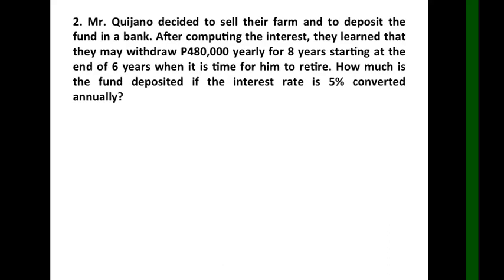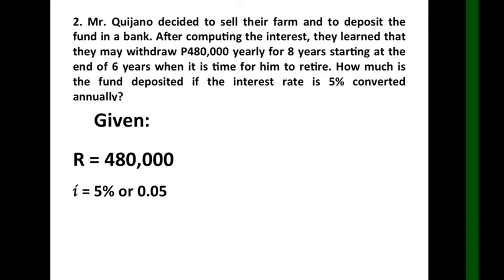Okay? So, they can withdraw every year, if I'm not mistaken, 480,000 yearly for 8 years, starting at the end of 6 years. Okay? That means for 8 years, that's what they can get. They will only start withdrawing at the end of 6 years. So, our i is 5%, obviously. That's the rate, 0.05. M equals 1 because it is converted annually. T is equal to 8 years. Okay? And K equals 5.